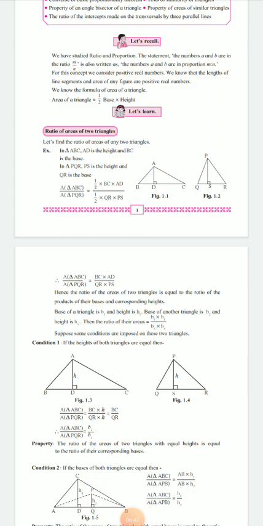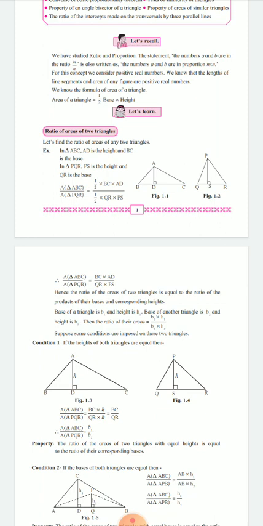Let us say, in the first condition, the heights of both triangles are equal. Consider there are two triangles, and the height of both triangles is the same. In the adjacent figure, the first triangle is ABC and the second is PQR. Here in the first triangle the height is AD, which is equal to H, and in the second triangle the height is PS, which is again equal to H. Now again I am using the formula for the ratio of areas of triangles: area of triangle ABC divided by area of triangle PQR, which as per our formula is BC into AD divided by QR into PS.